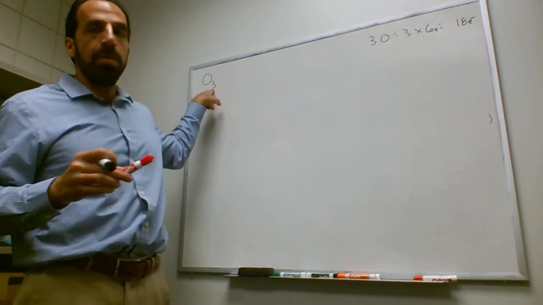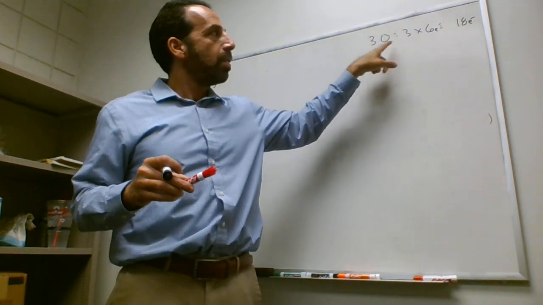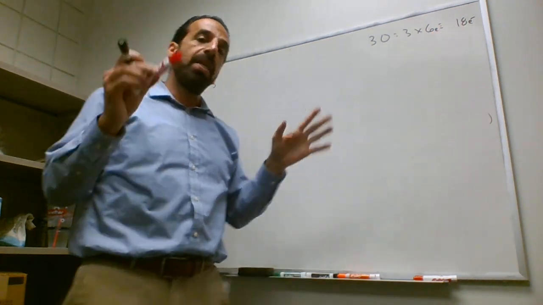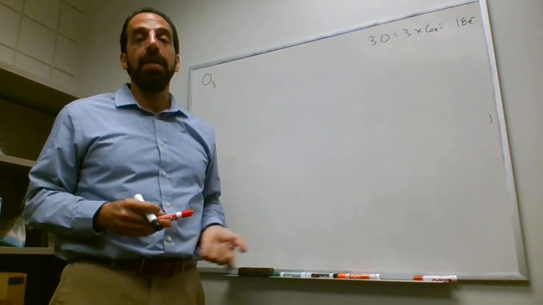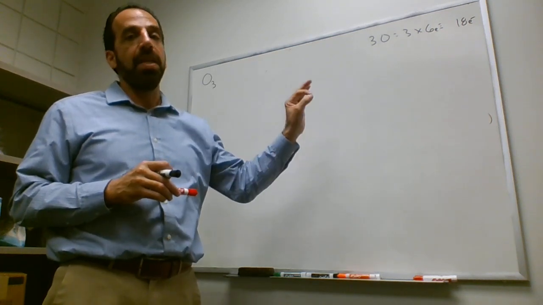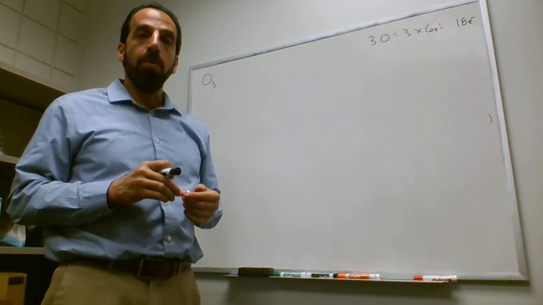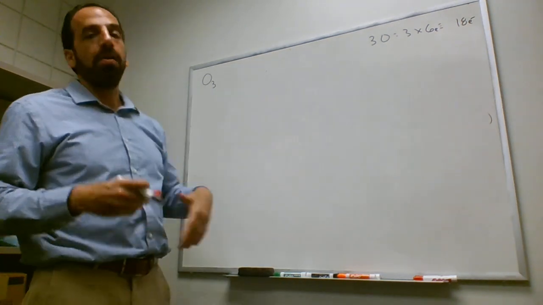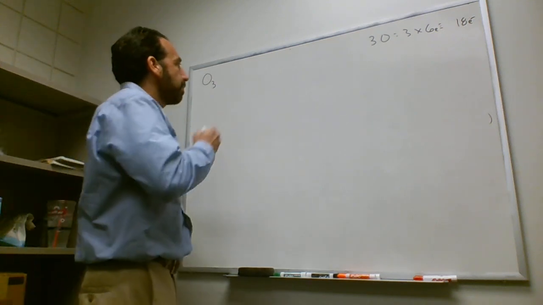So I have 3 oxygens, each one has 6 valence electrons. So I have 18 electrons total. These are the ones I'm going to use for bonding and non-bonding. I've got to use some combination, and I've got to get exactly 18, no more and no less. The way we start off, we determine a central atom. In this case, they're all oxygens, so one oxygen is going to be the central atom.